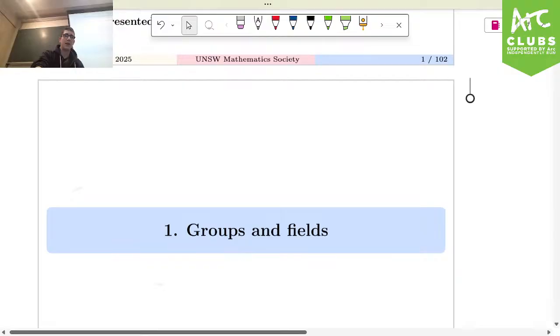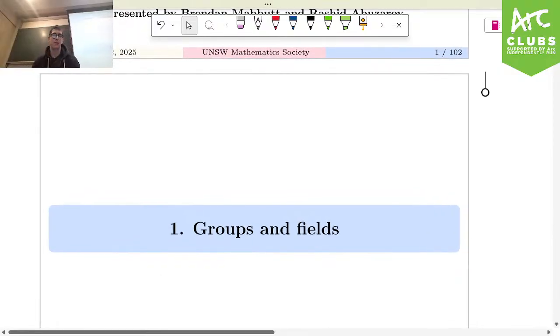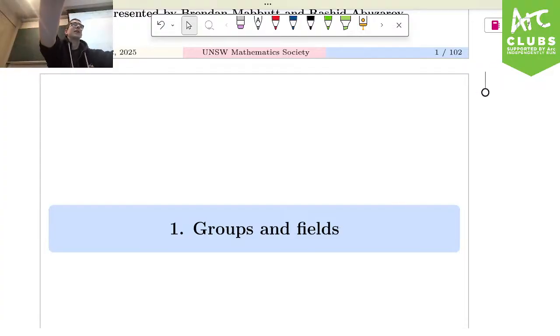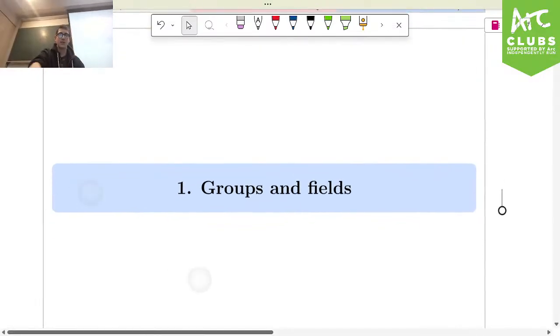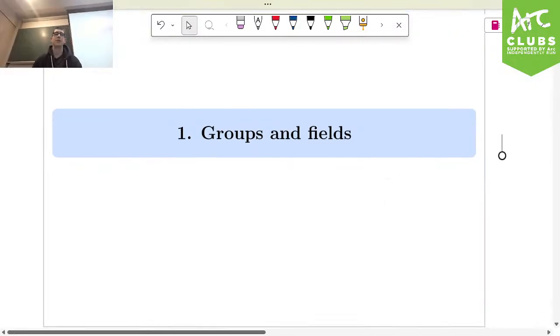Okay. So if you have any questions at any point or want some elaboration, feel free to pop your hand up. I'll try to just move this so I can see any potential hands that pop up a bit better. Otherwise, I'll just go through the slides and try to give my intuition in all this. So we'll get started on groups and fields.